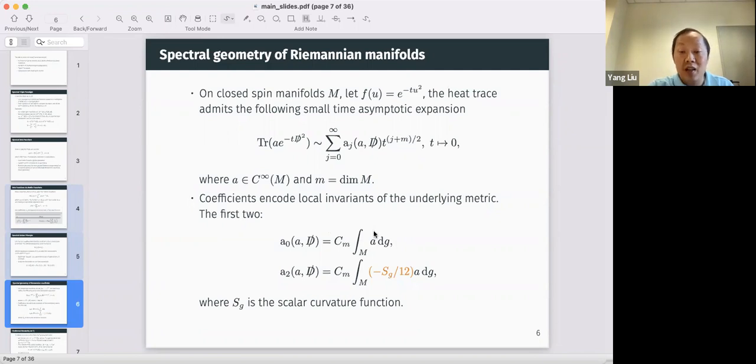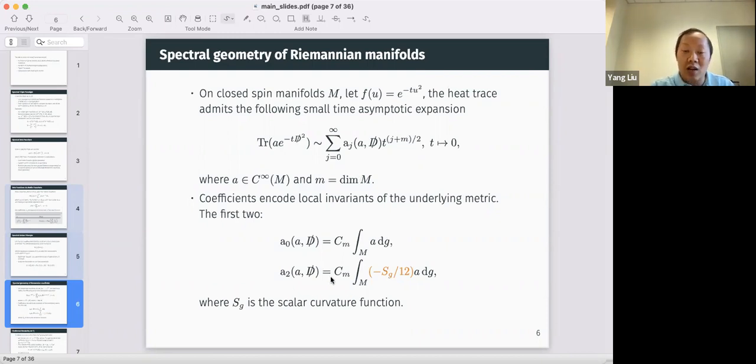If you take the function a to be one, then you see this is the volume. This is important to Weyl's law, which means that you can detect the dimension of the manifold and the volume from this asymptotic behavior of the eigenvalues of the Dirac operators. So then you go further.